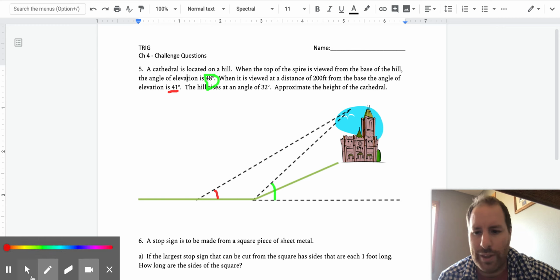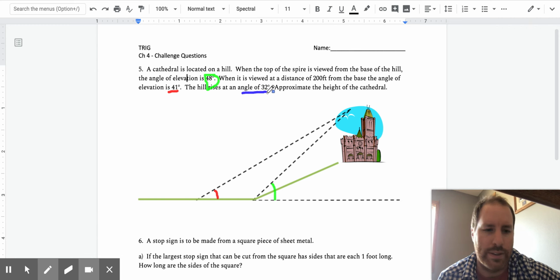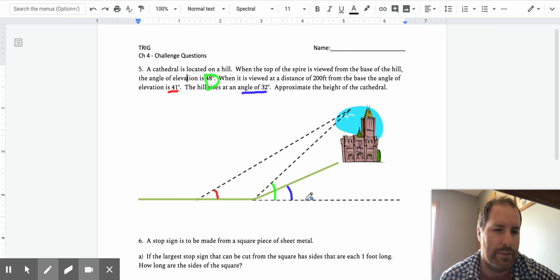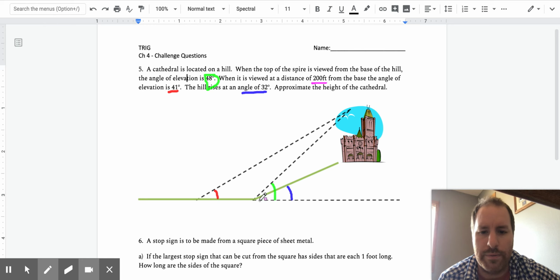We also know that the hill rises at an angle of 32 degrees itself. So that means the hill here, from here down to the horizontal, has got to be 32 degrees. So we have a few pieces of information there. And then the last piece of information that we have in here, I'll put that one in pink, is 200 feet from the base of the hill. So we know that this is 200. Right? So we have pieces of different triangles in here.